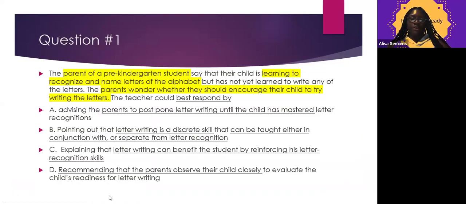So the parent of a pre-kindergarten student says that their child is learning to recognize and name letters of the alphabet, but has not yet learned to write any of the letters. The parents wonder whether they should encourage their child to try writing the letters. The teacher could best respond by, so look at what has been highlighted. We want the answer choice that's positive, that shows the progression.